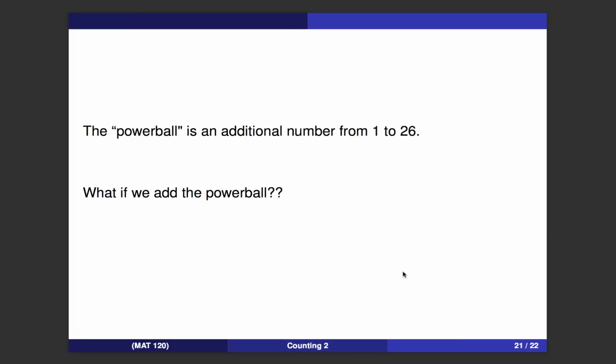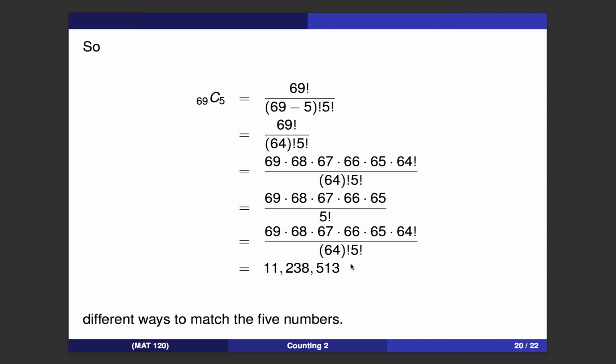Okay. Now you can imagine another, if we do consider the Powerball, which is another number from 1 to 26, they pick that separately. So if you add that to the mix, how many different ways can you make the selection? You can also imagine the odds, or the probability of winning, right? So if we go back to this, the probability of winning is 1 divided by that number.